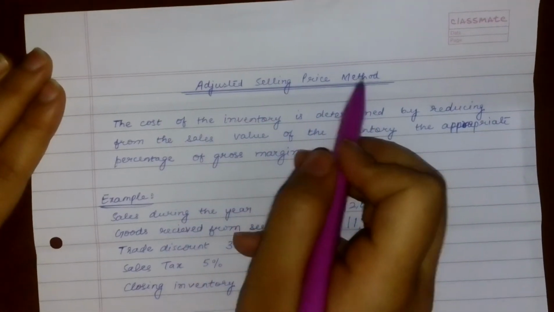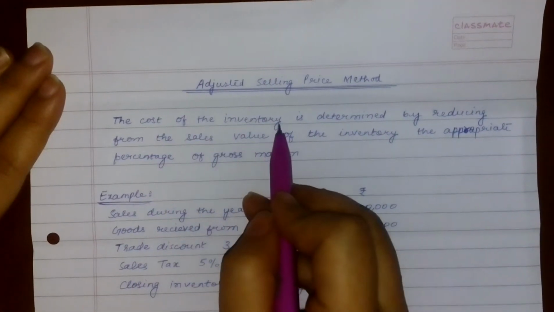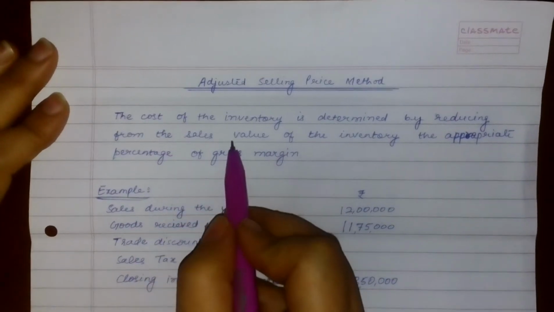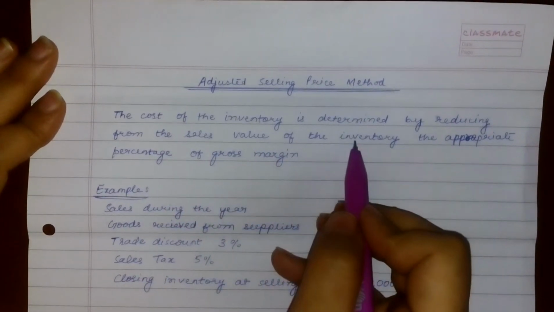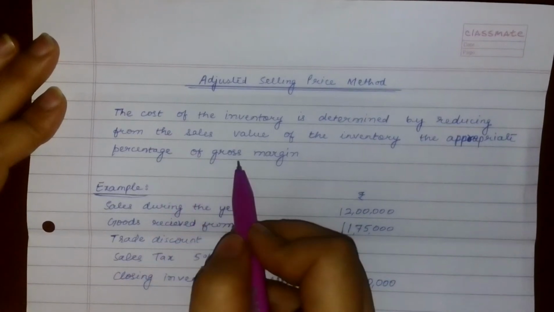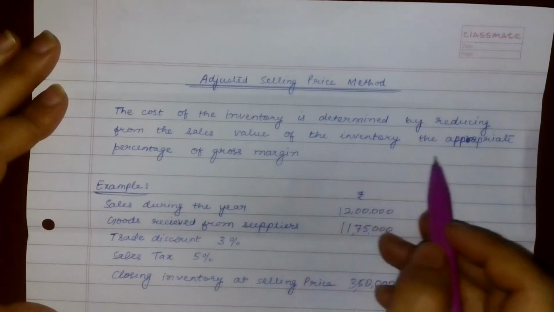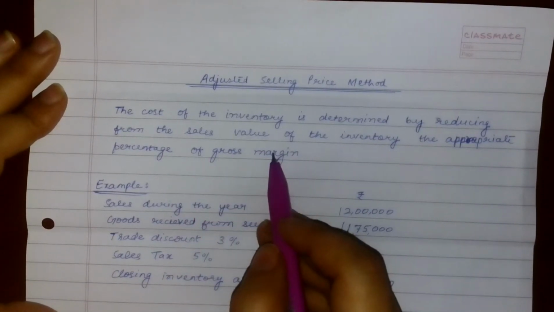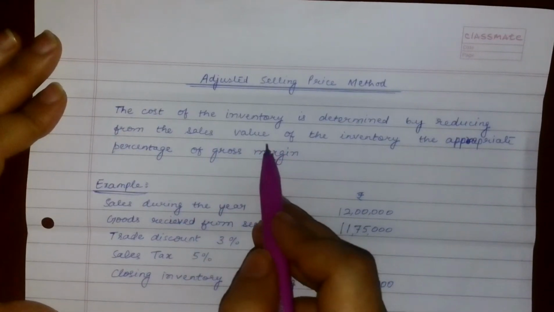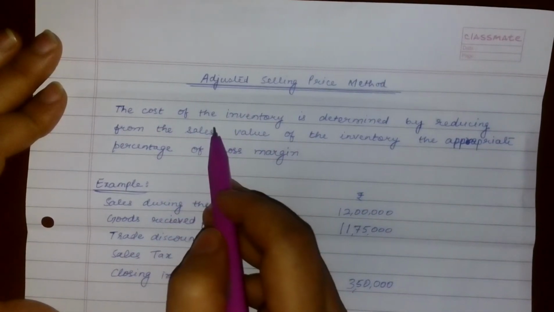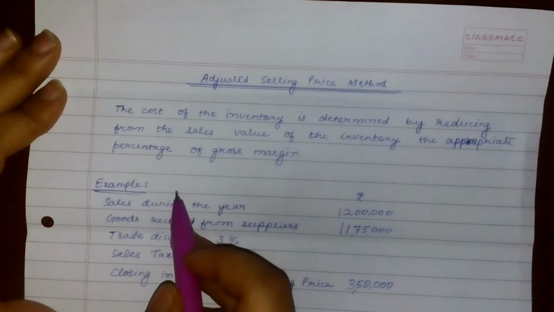Adjusted selling price method. The cost of inventory is determined by reducing from the sales value of the inventory the appropriate percentage of gross margin. So from the sales value of the inventory, the percentage of gross margin is deducted, and then we get the inventory at the cost price. Let us take an example.